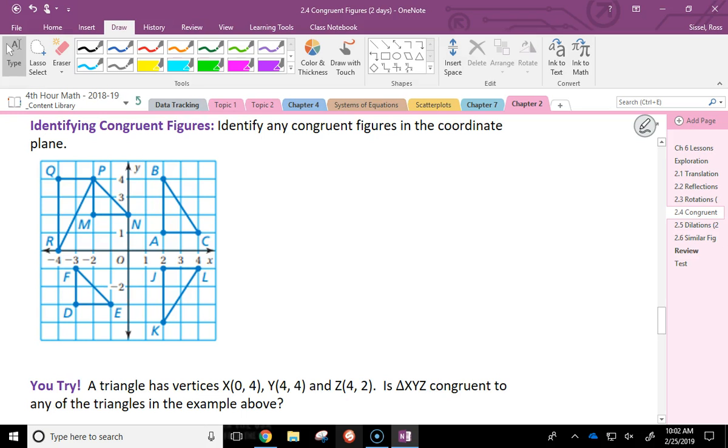I'm going to walk around. We need to find out if any of the two triangles are the same size, the same length, the same shape, angles are the same, that they just got moved either by sliding, flipping, or turning. Okay? So, do that quickly.